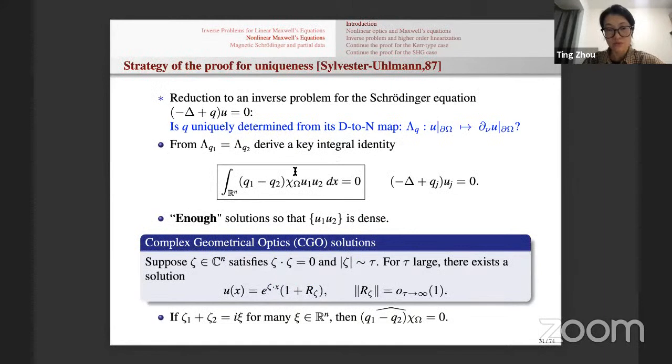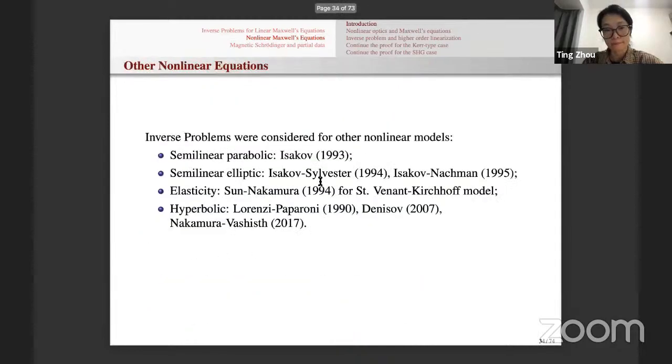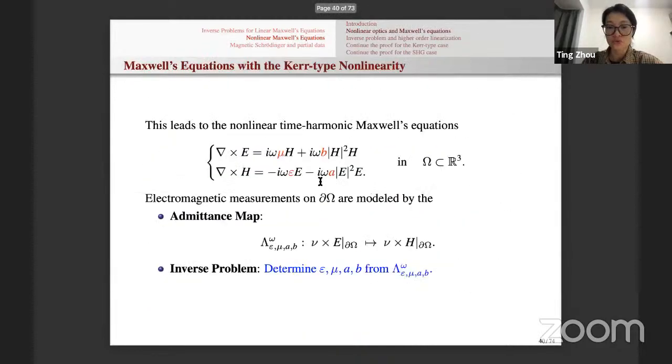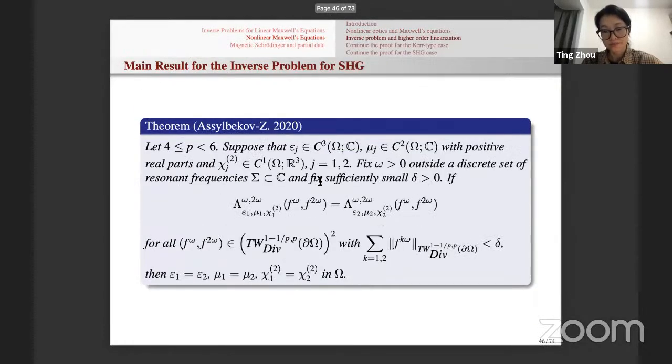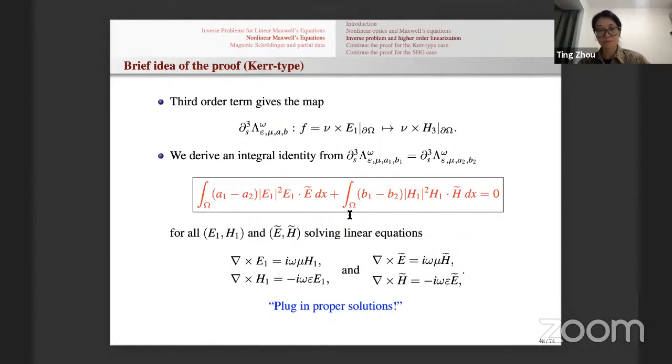Going back to the proof for the Calderon problem, you have a difference of the potentials multiplying the product of the two solutions, U1, U2. But those are solutions to the Schrodinger equation. For us, here it would be the solution to the linear part of the nonlinear equation. So this is the Kerr type; this is what you get. You have a product of four solutions because the nonlinearity is third order, so you have one more.